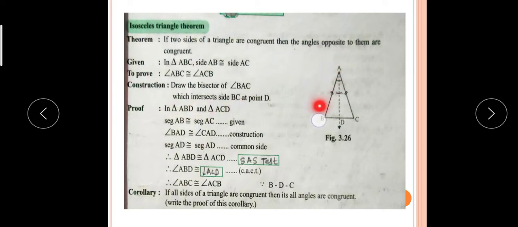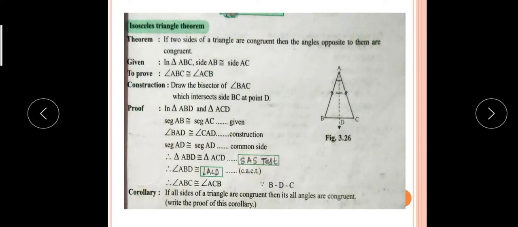In triangle ABC, after drawing the bisector, two triangles are formed, triangle ABD and triangle ACD. Now, in triangles ABD and ACD, AB is equal to AC. This is given. AD is equal to AD, common. And angle BAD is equal to angle CAD because of the construction. Therefore, triangle ABD is congruent with triangle ACD by the SAS test.